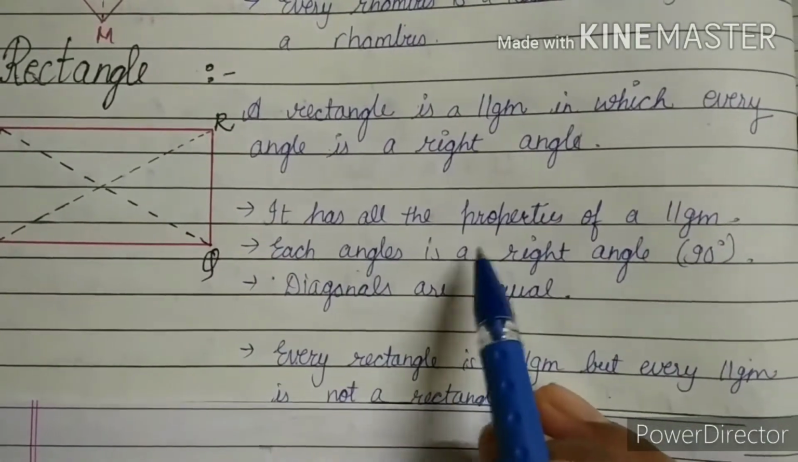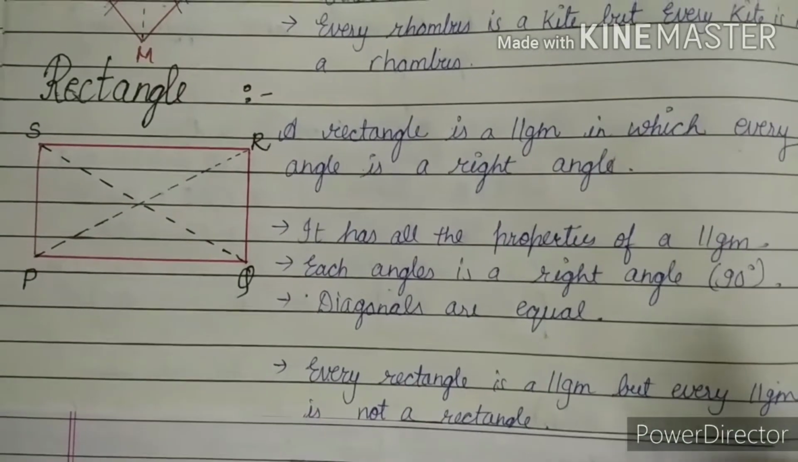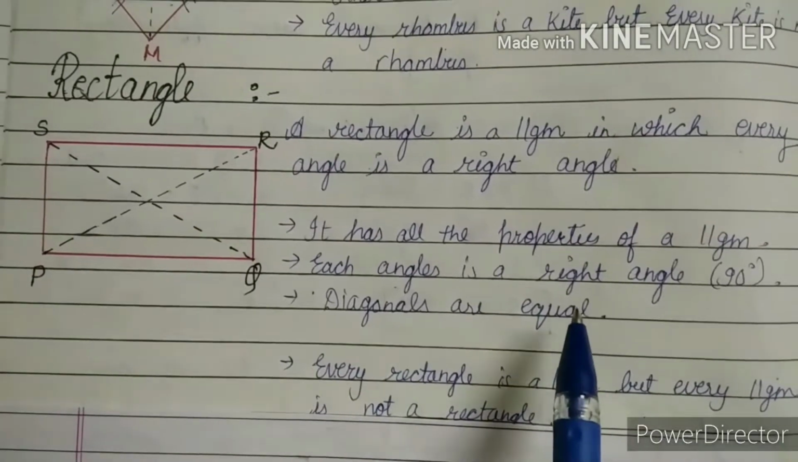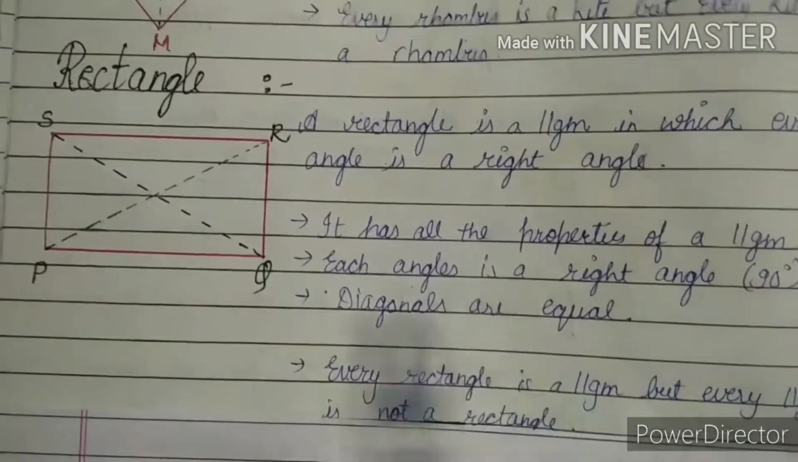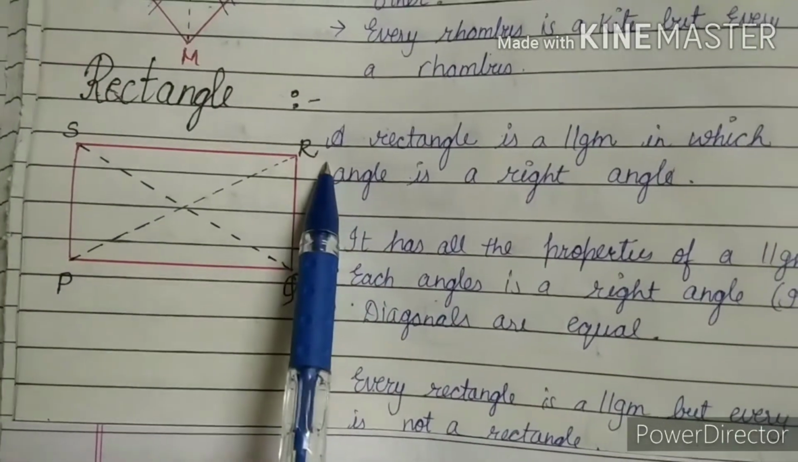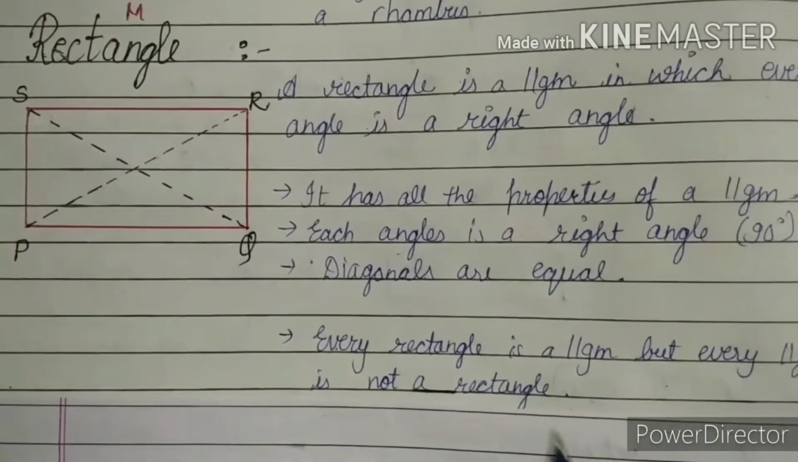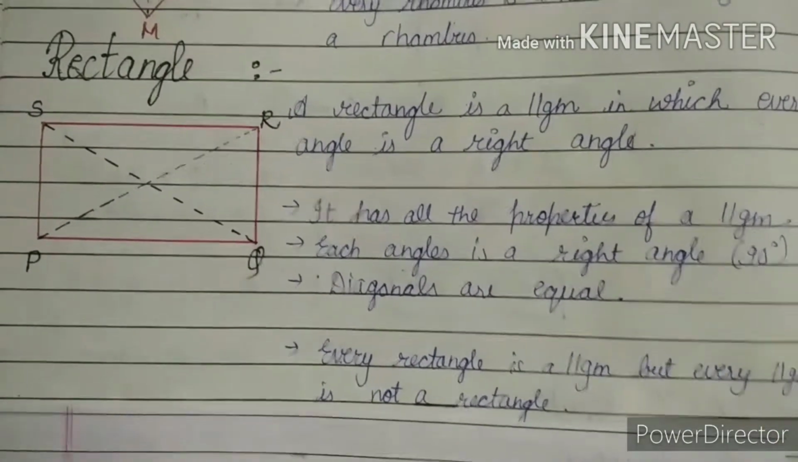It has all the properties of a parallelogram. It means the same properties of the parallelogram are also here. Each angle is a right angle, which we already discussed. Diagonals are equal. It means PR and QS, the diagonals of a rectangle, are equal to each other. Every rectangle is a parallelogram, but every parallelogram is not a rectangle.